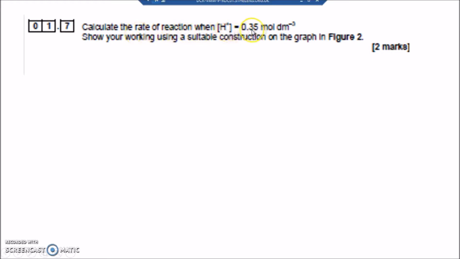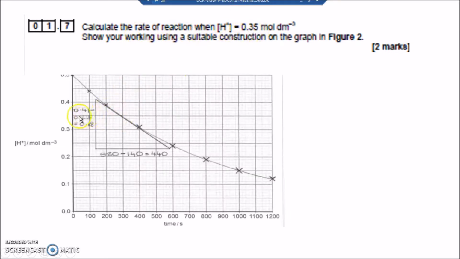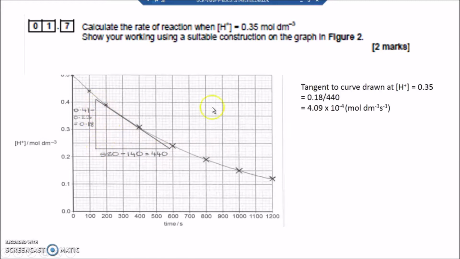Calculate the rate of reaction when H+ is 0.35. So at 0.35 H+ concentration, you've got to draw a tangent to the curve, and then depending on how far you go, you measure the y-axis, so the change in y divided by the change in x. My values give 0.18 divided by 440, but it would depend on how far you extend the line and how big you make the triangle. You may want to go right to the axes at the far end so that you can read them from the x and y axes, but it should work out at 4.09 times 10 to the minus 4, or similar. You'll be allowed a small amount out from that.